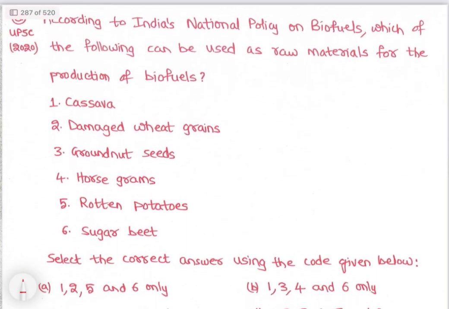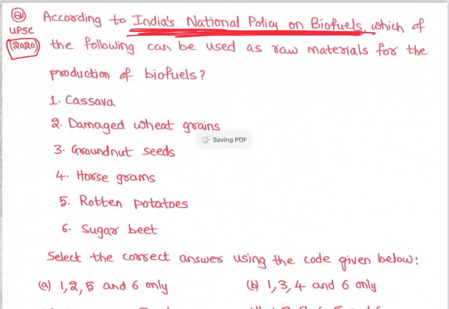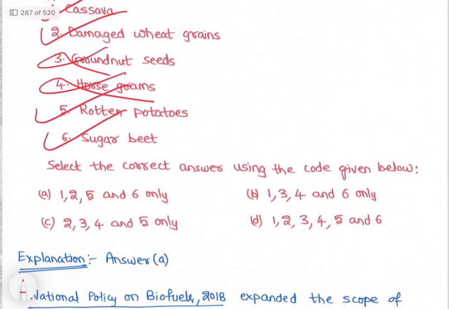Now let's see question C. This is a question asked in 2020, right? According to India's national policy on biofuels, which of the following can be used as raw material for production of biofuels, right? See, cassava is there, damaged wheat grains is there, groundnut seeds, hot grams not there, rotten potatoes, sugar beet is there. Sorry. So this is 1, 2, 5, 6 only, right?